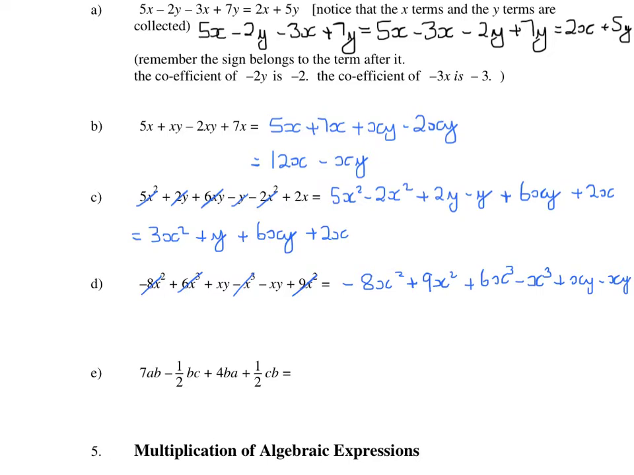So now that we've gathered up the like terms, let's see if we can simplify them. So beginning with the x squared term, negative 8x squared plus 9x squared. Negative 8 plus 9 is 1, so it's just x squared.